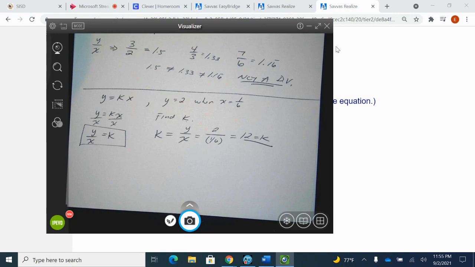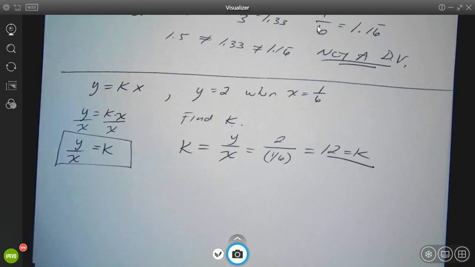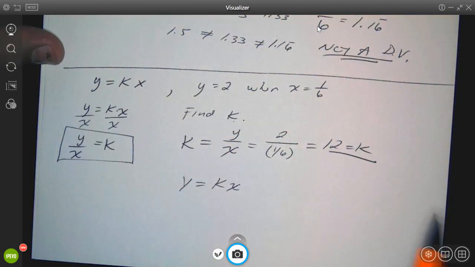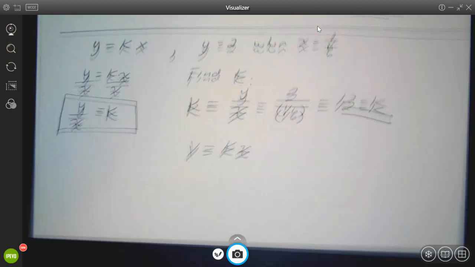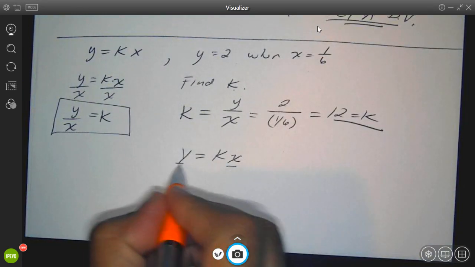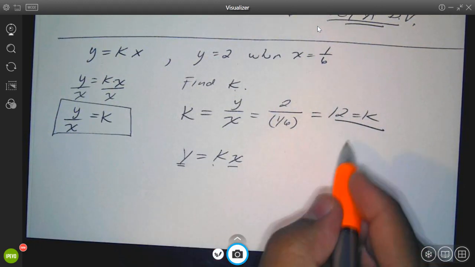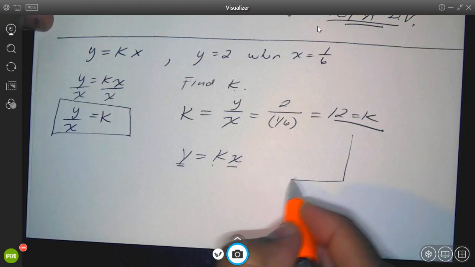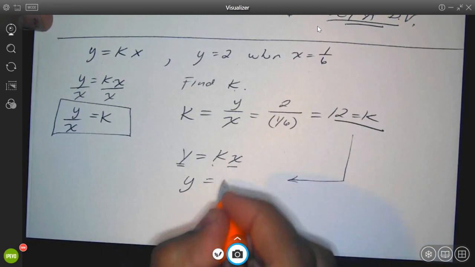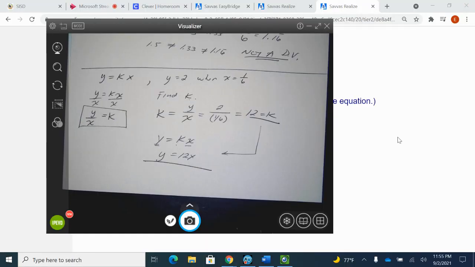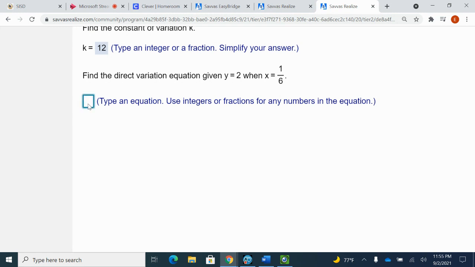Again, going back to the notes, we know that the direct variation equation is always y equals kx. Again, we know that x is my input, y is my output. The only variable we can actually fill in there is the value of k, which is the one that we just found. So I'm going to plug it into this equation and I get y equals 12x. And that is my direct variation equation, y equals 12x. So don't forget, we have to enter the equation y equals 12x.